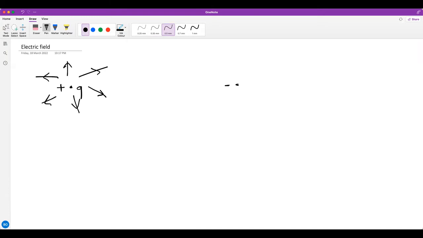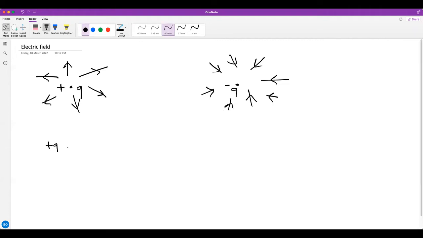A negative charge will create an electric field that is inward. So it's going toward the charge. Let's say this is a negative charge. Okay. So the electric field, if we take a charge, for example, plus Q, this charge is located somewhere here.